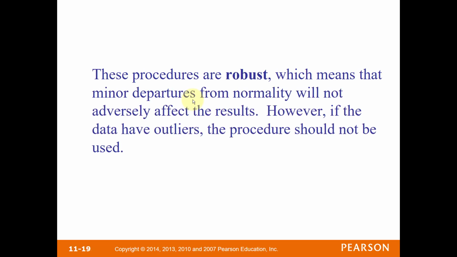We talked about what robust means. Remember, when you have a small sample size, you have to require that the parent population is normally distributed. Robust in this sense just means that you can have minor departures away from that. So you just need approximate normality of the parent population.